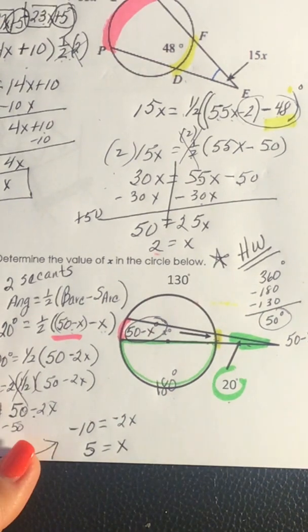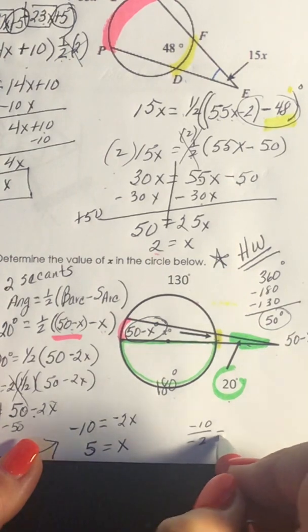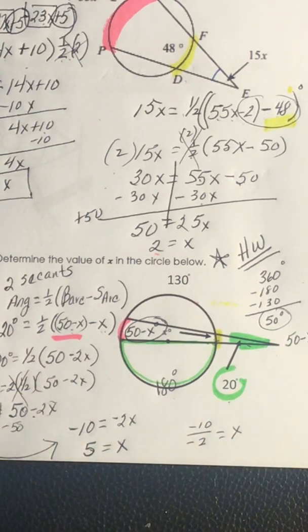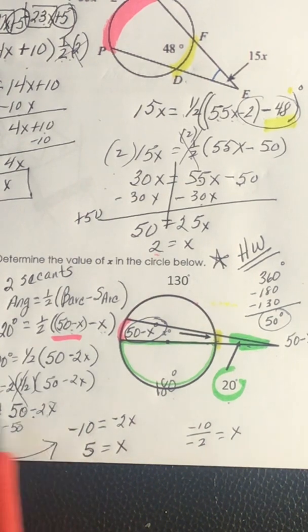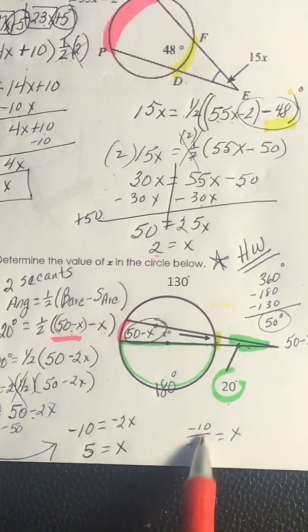Did I go too fast? Did I need to show this step? Negative 10 divided by negative 2 equals x. Okay, so don't be afraid. You could have moved the x to this side and the 40, and it's just as easy to divide both sides by a negative.